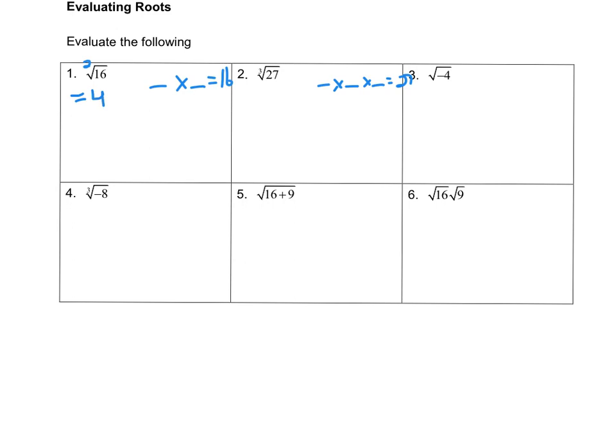To take the cube root of 27, you need to take a number and multiply by itself 3 times to give you 27. So that is 3 times 3 times 3, because 3 times 3 is 9, times 3 is 27. Make sure you know where the cube root is on your calculator. The next one is the square root of -4. This is not possible because we cannot square root a negative number.